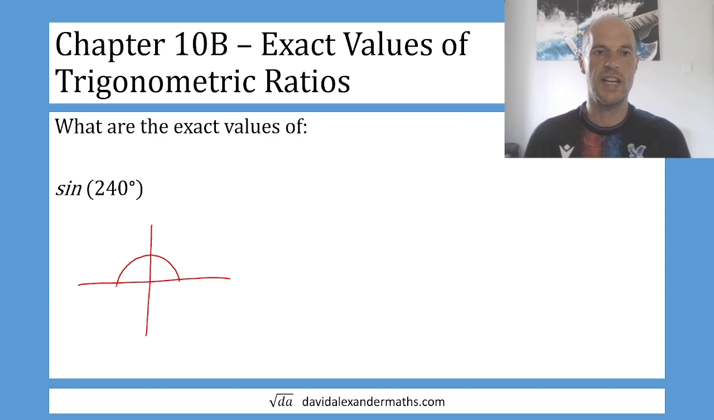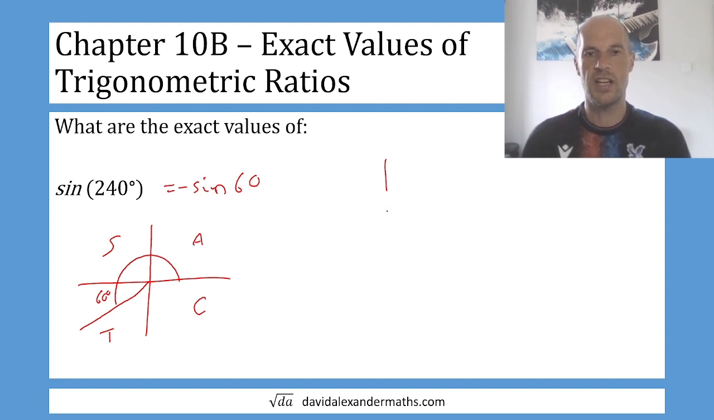So there's 180. If I keep going to 240, that means this angle here is 60 degrees. So the sine of 240 is the same as either plus sine 60 or minus sine 60. The angle is in the T quadrant, so sine is negative, so minus the sine of 60. What is the sine of 60?